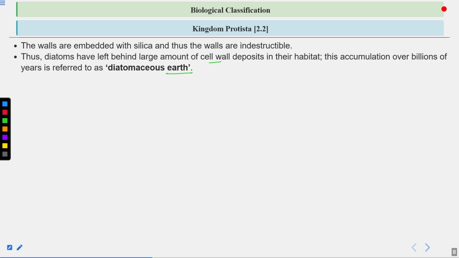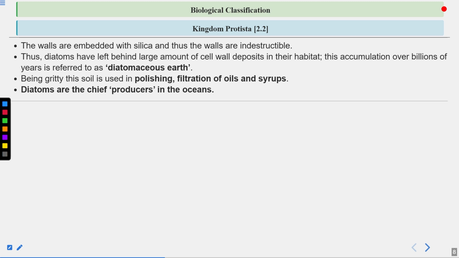So there are various advantages of this diatomaceous earth. Being gritty, this soil is used in polishing and in the filtration of oils as well as syrups. So this is the use of diatomaceous earth.